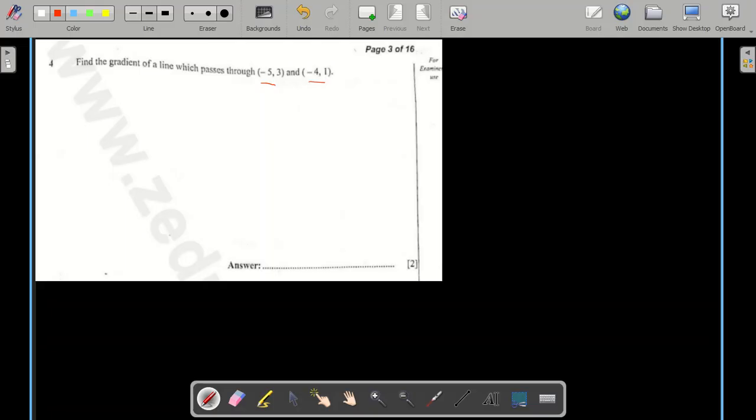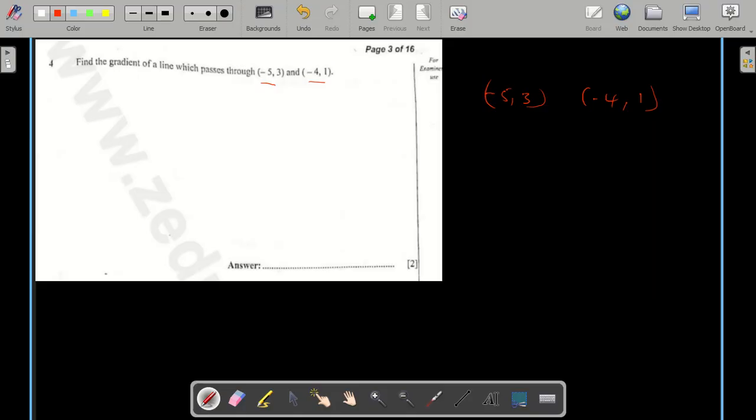So it's coming from a past paper. It's saying find the gradient of a line which passes through the point this and that. So we have -5 and 3. So the other point we have is -4 and 1.